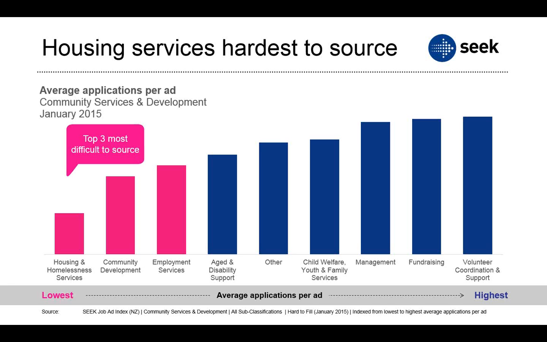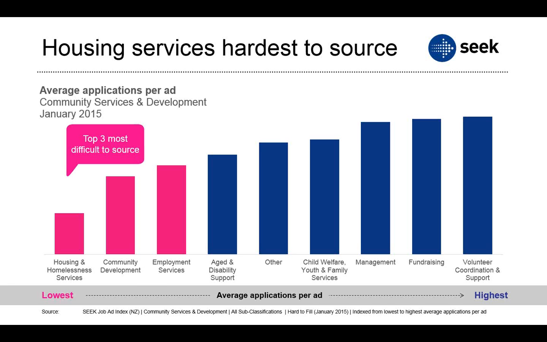So you can start to see on a linear gauge or on an indexed gauge how easy or difficult different areas will be. By far, housing and homelessness services attracts the lowest average applications per ad. So if this is an area that you're recruiting in, then the main thing we need to think about is how do we actually communicate this with the hiring manager?